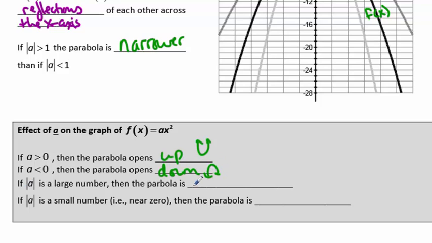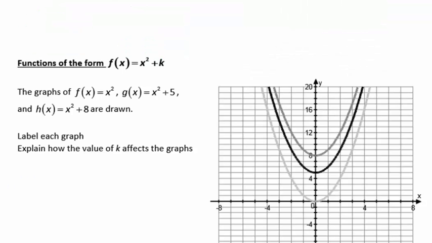If a is a large number, the parabola is narrow. And if a is a small number, i.e. near 0, the parabola is wide. Let's look at some more modifications.